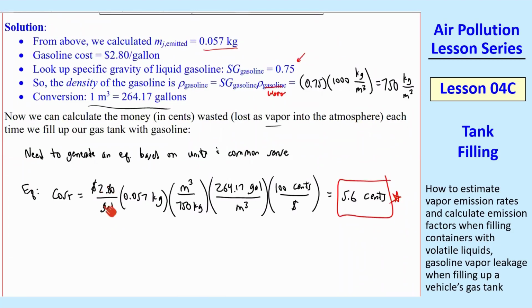I put the cost per gallon first in dollars, and then I know that I have emitted 0.057 kilograms, so those have to go in the numerator. And then I know that I have a density of gasoline, so it goes in the denominator, so I can get rid of kilograms. And then I convert from meter cubed to gallons, and I can get rid of the meter cubes and the gallons, and then I'm left with just dollars, and I change that to cents. So these are just unit conversions, and I come up with about 5.6 cents per gallon.